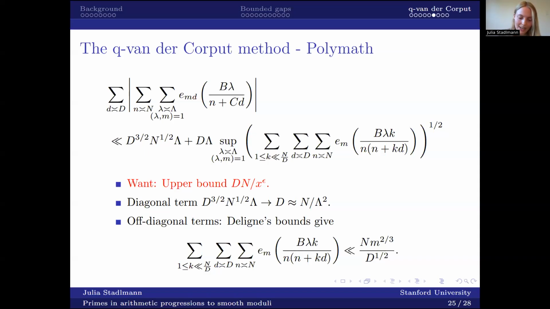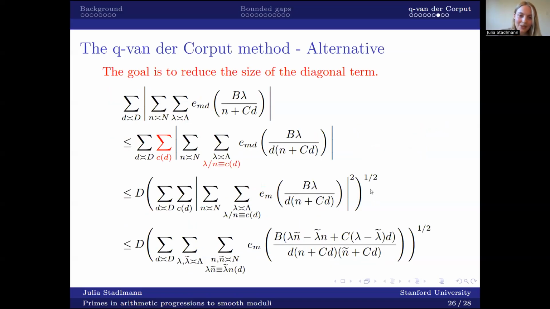So the restriction to getting better equidistribution estimates, so larger exponents of distribution, is that the diagonal term in the argument of Polymath can be no larger than n over lambda squared. And if we want to improve this, we would like to have a better value for d. We would like to have smaller diagonal terms so that we can make d larger. And if we can make d larger, we get a better bound on the off-diagonal terms, and then we can choose a larger exponent of distribution.